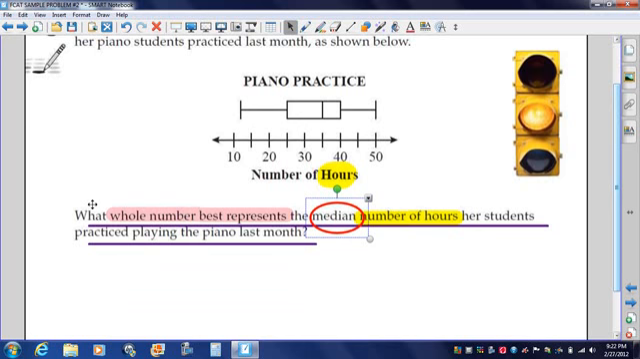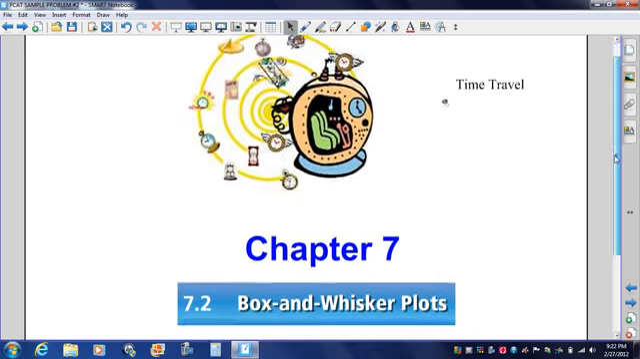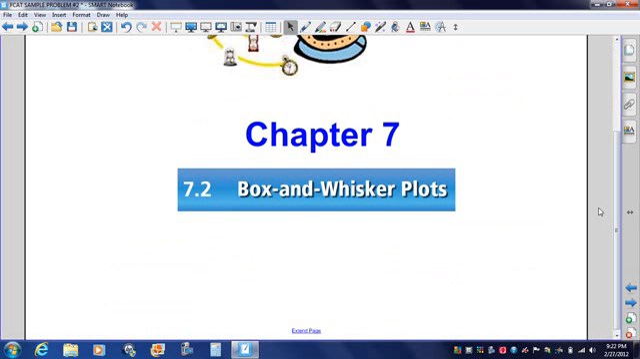Right here, a whole number is telling us not a fraction, not a decimal. Also notice they want our answer in number of hours. The box and whisker plot is also in hours, so that's nice. We don't have to do any conversions. We usually hop into our time machine and travel back in time, but we don't have to for this podcast because we're currently working on Chapter 7. This problem comes from Lesson 7.2, Box and Whisker Plots.